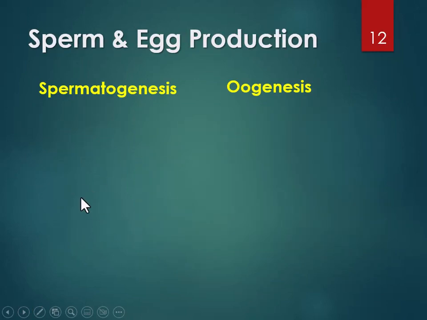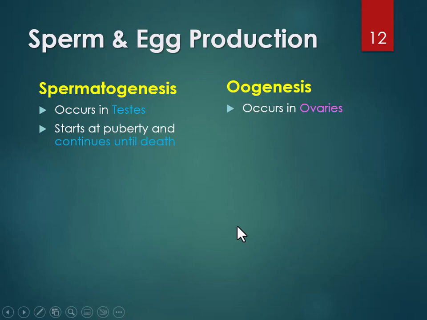All right, sperm and egg making. Making sperm is called spermatogenesis, and making eggs is called oogenesis. And they're similar, but they have some distinct differences. Obviously, they occur in different people, right? Spermatogenesis occurs in men in the testes, and oogenesis occurs in women in the ovaries.